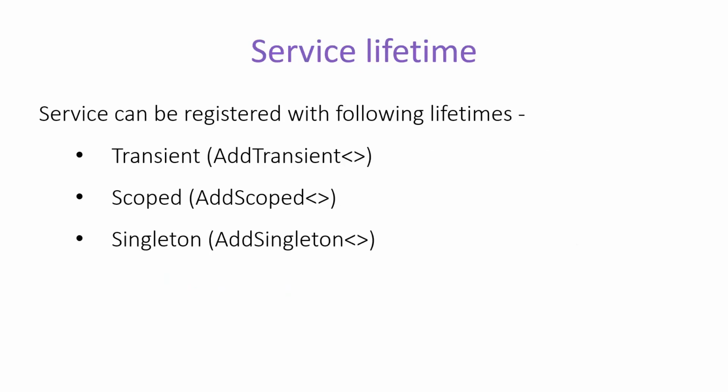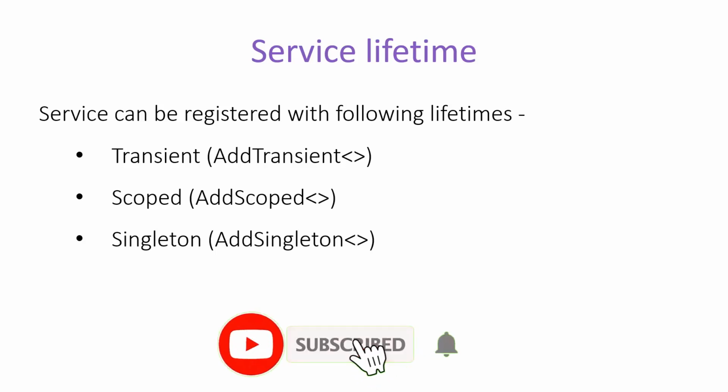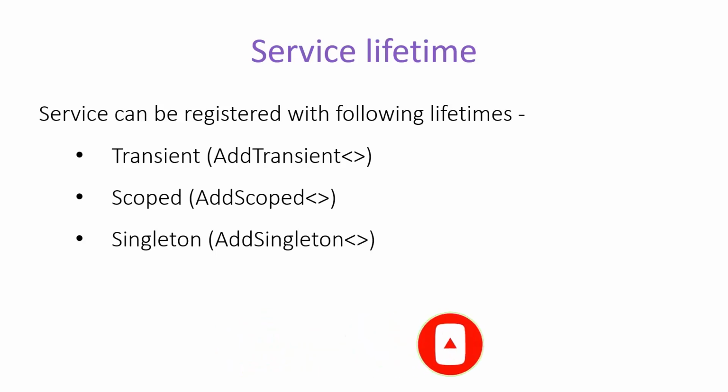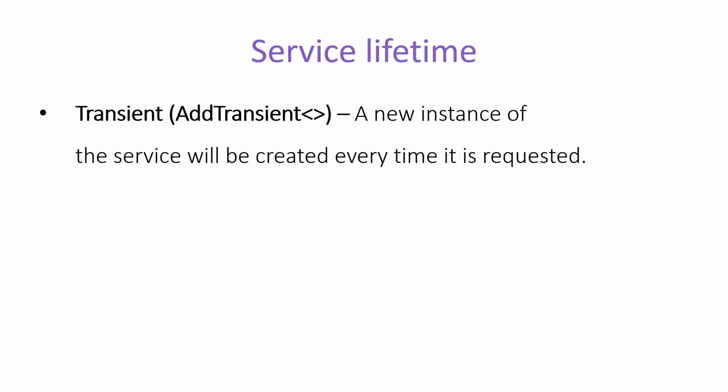Now here is the important concept of dependency injection. Suppose you have registered your services in the container. Now what is the lifetime of this particular service? In ASP.NET Core, there are three ways to define the lifetime of any service. The first one is transient, the second one is scoped, and the third one is singleton. If you want to set the lifetime of your service to transient, then you need to use the AddTransient method. Similarly, for scoped we need to use AddScoped, and for singleton we need to use AddSingleton.